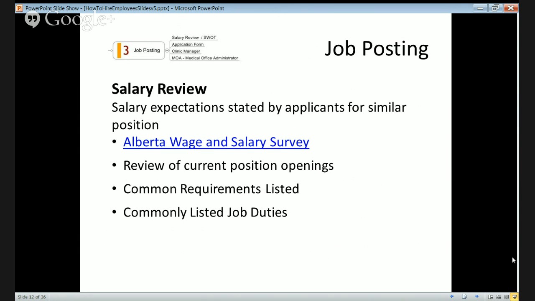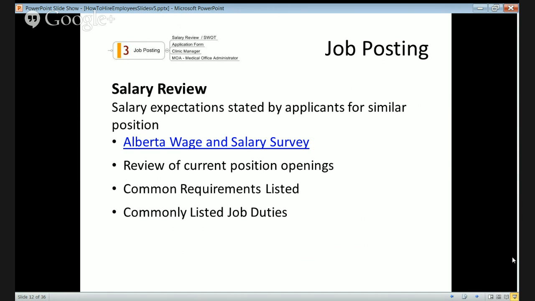We also suggest that you do a salary review before you hire an employee. So know what the industry standard is in your area. If MOAs, for example, are very difficult to recruit, you might need to have a higher salary than in a location on the other side of the province. So be aware of what the going rate is and make sure that it is a reasonable rate. You're going to attract high quality candidates with a responsible, commensurate compensation plan.